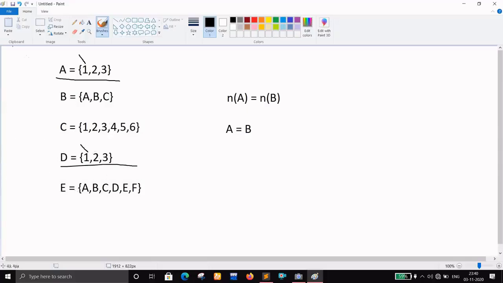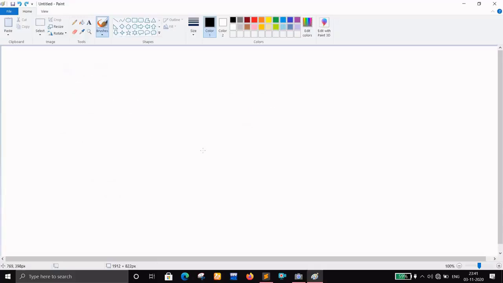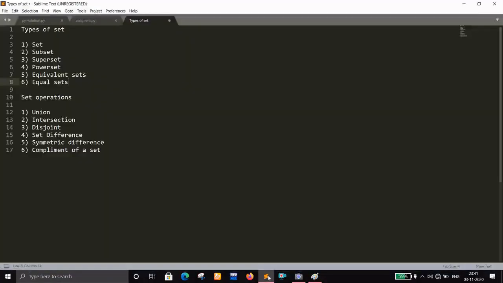But I cannot say that B is equal to A. No. B is equivalent to A, but not equal to A. Remember that. Why? Because B has A, B, C, whereas A has 1, 2, 3. So they do not match. That's why they are not equal. So with this, we end the types of set.